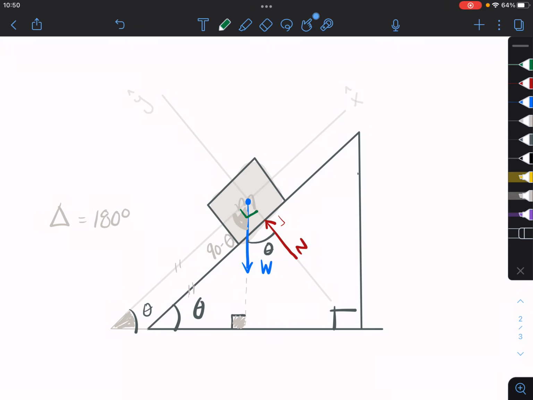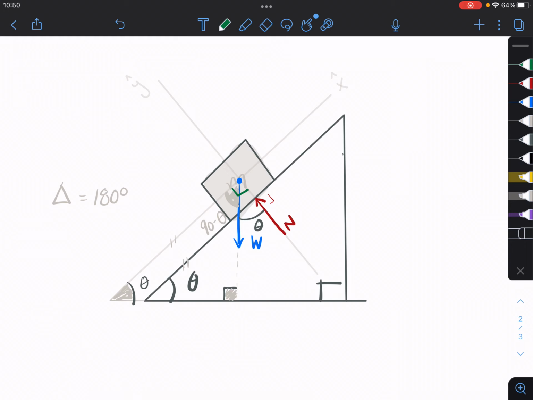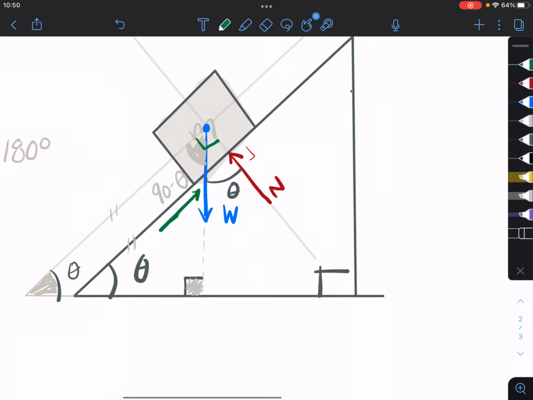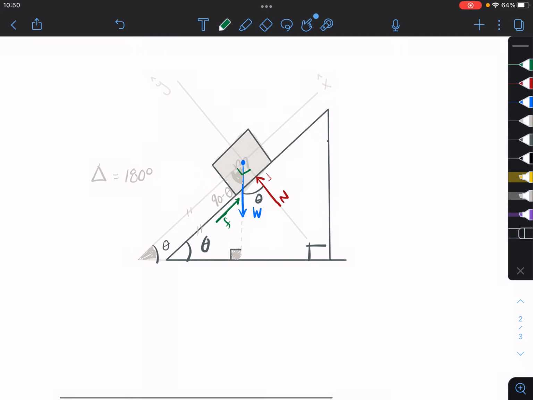I'm going to add a friction force and then show how you break up the sum of forces, okay? So the friction force is going to act against the direction of motion. Imagine this is sitting on the surface and it's going to try to slide down because that weight vector is going to point this way. That frictional force is going to go against the direction of motion, okay?